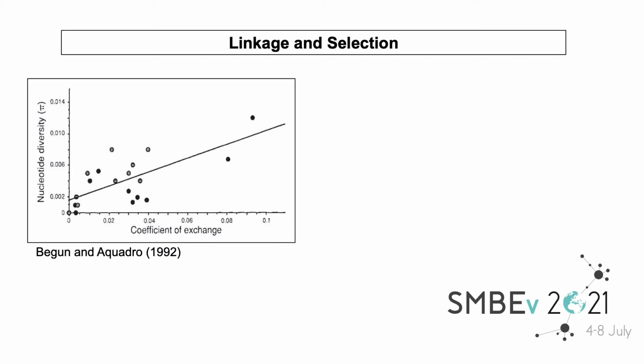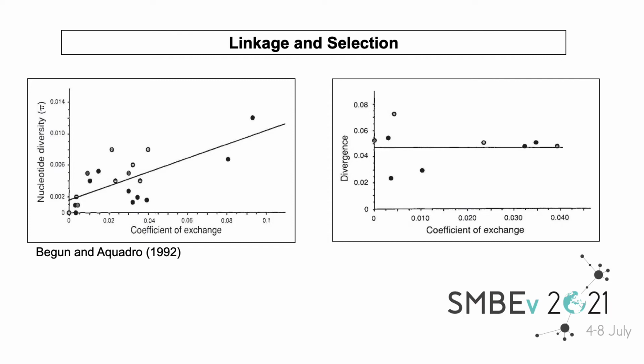In 1992, Begun and Aquadro collected variation data from Drosophila melanogaster and tested this theory. They showed that recombination on the x-axis, the coefficient of exchange, was indeed positively correlated with nucleotide diversity, pi, or neutral variation within species, on the y-axis. They also did the critical experiment to see whether or not this relationship held across species as well as within species. And what they found was that there was no relationship between variation among species and the coefficient of exchange.